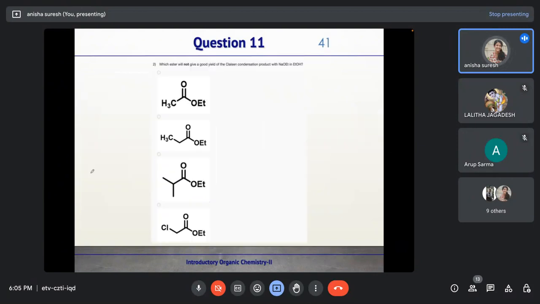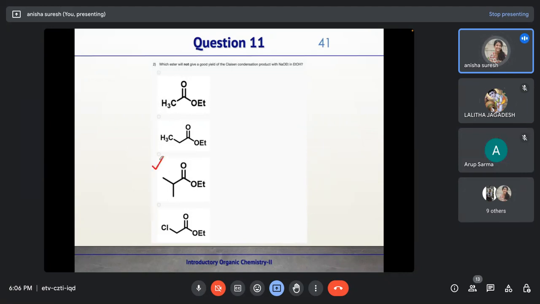Now coming to question number 11. Which ester will not give a good yield of the Claisen condensation product with NaOEt in ethanol? So different esters are given which will not give rise to a good yield of Claisen condensation product. The right option will be third option.